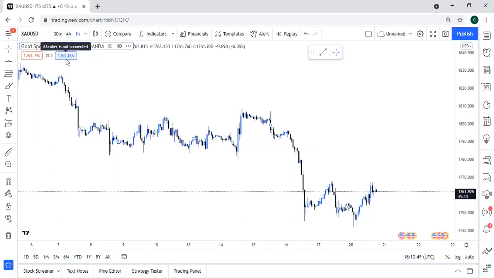it will be 1763. So let's say 1763.50, and then you have a 5 pip stop loss. You subtract 0.05 from it, because it is just one decimal.